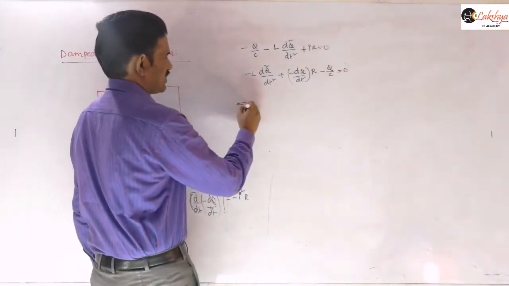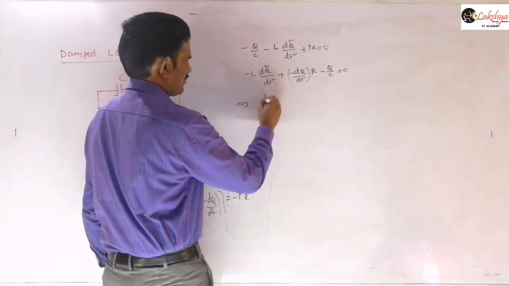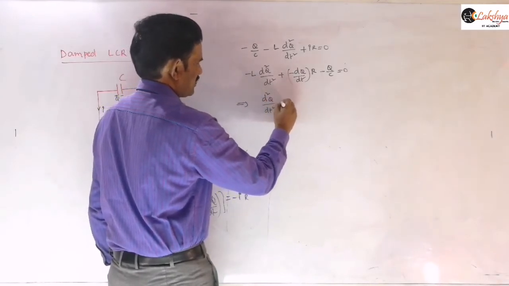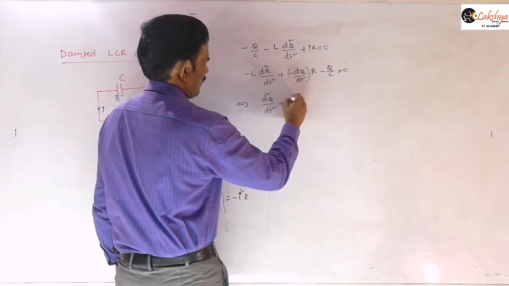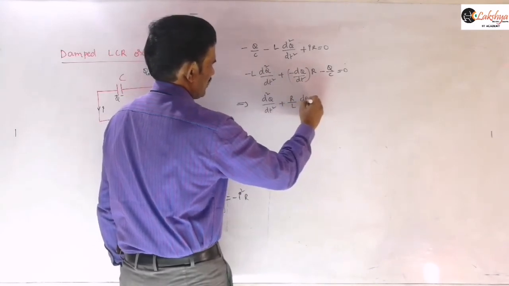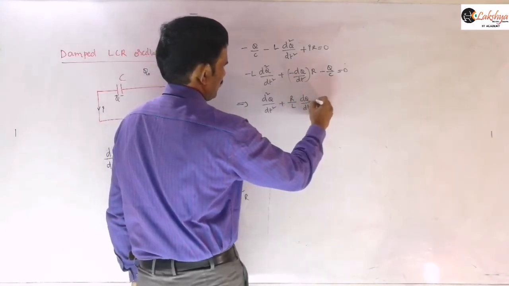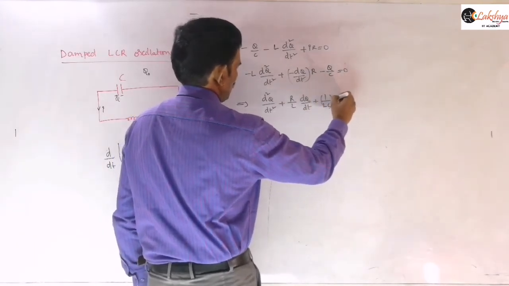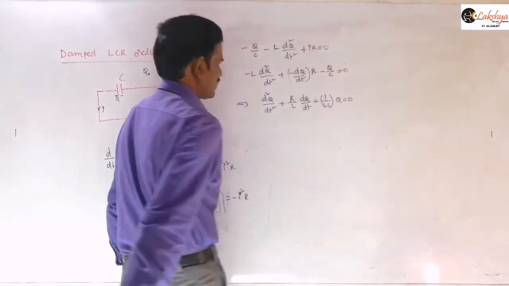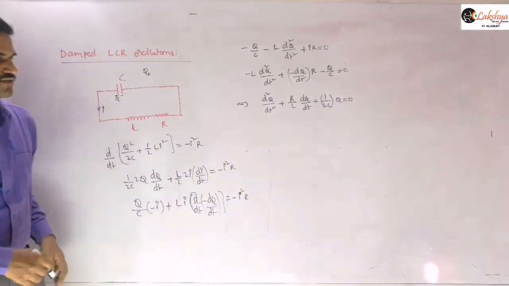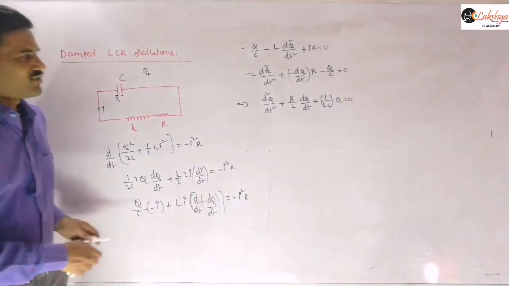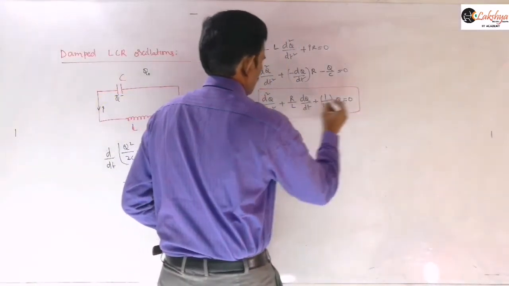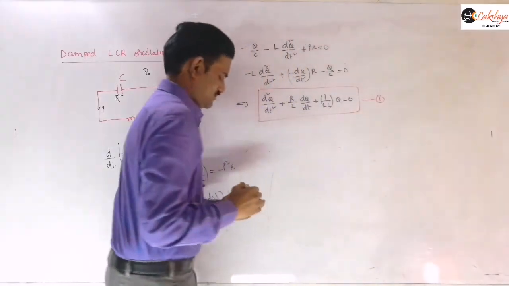Therefore finally, you can multiply with that negative sign, and you can simplify this equation as d square Q by dt square plus R by L into dQ by dt plus 1 by LC into Q. So this is our equation for this damped oscillations here. Suppose say this is our equation.